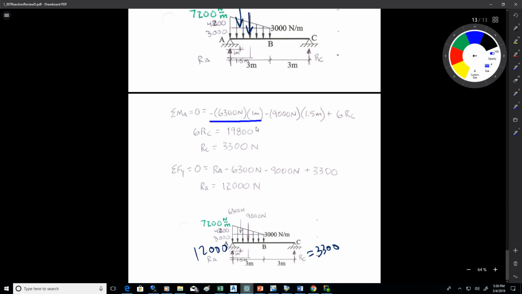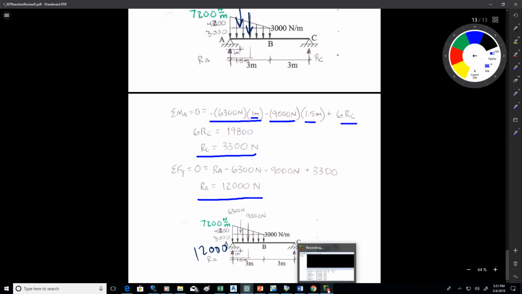All right, so negative 6,300 for the triangle times its moment arm of 1, minus 9,000, the load of the rectangle, times its moment arm of 1.5, plus 3 and 3 makes 6 RC. RC comes out to be 3,300. Sum of Fy is 0. RA up, 6,300 down, 9,000 down, plus 3,300 up. That leaves 12,000 at RA. So that's just a little run through reactions there, just for review. We'll get into shear and moment next time.